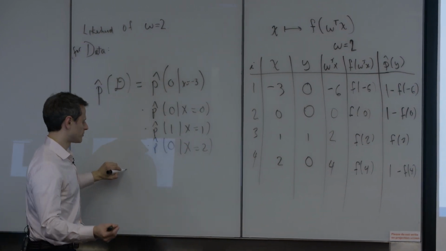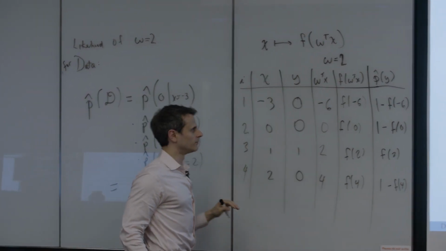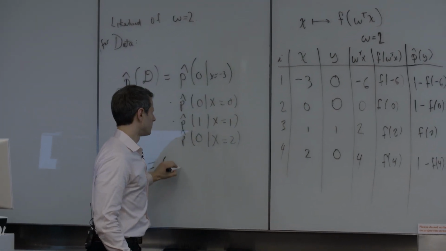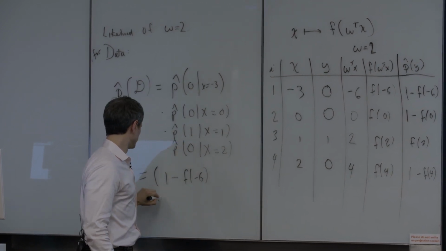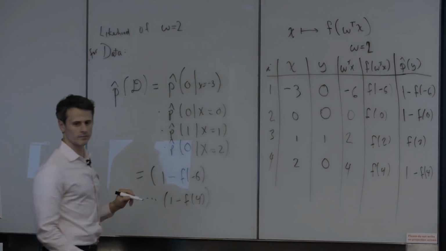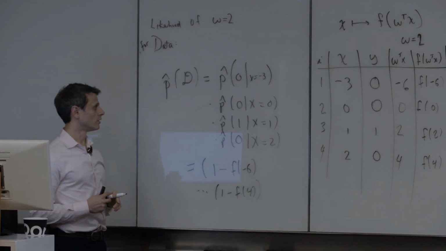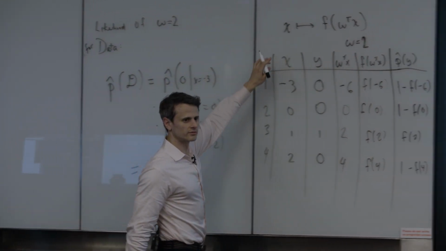And then, as you said, this is exactly the product of this column. So 1 minus f of negative 6, dot, dot, dot, 1 minus f of 4. So this whole calculation is for w equals 2.